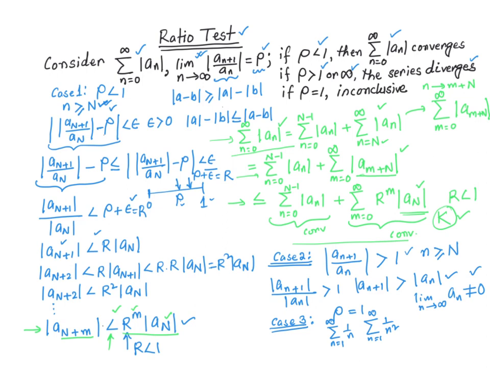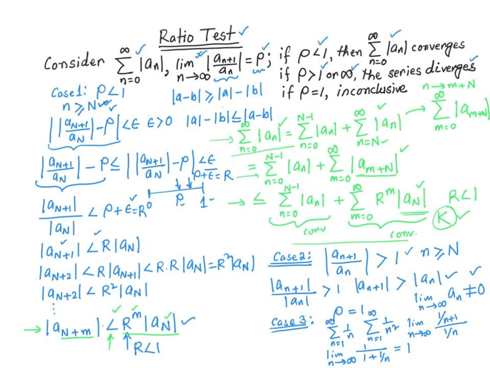So let's find the limit as n approaches infinity of 1 over n plus 1 divided by 1 over n. I can take the absolute value of it, but it's a positive number, so I don't need to worry. That's going to be equal to the limit as n approaches infinity, and if I simplify it and divide both top and bottom by n, I'm going to get 1 over 1 plus 1 over n, and that's obviously going to be equal to 1. However, we do know that the harmonic series diverges.